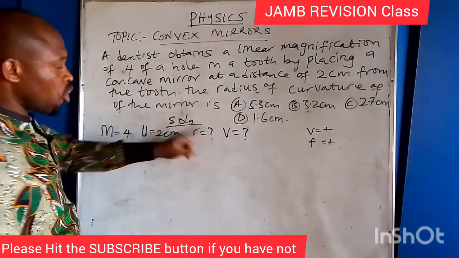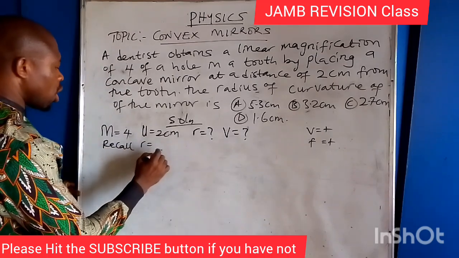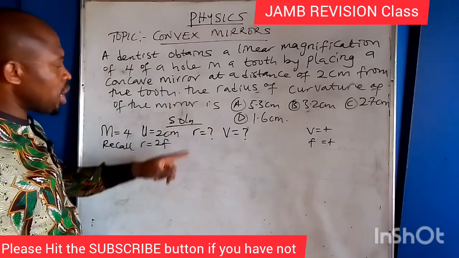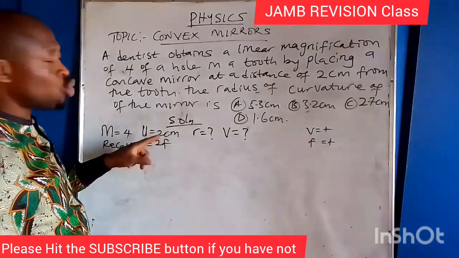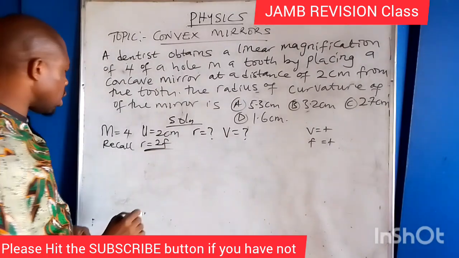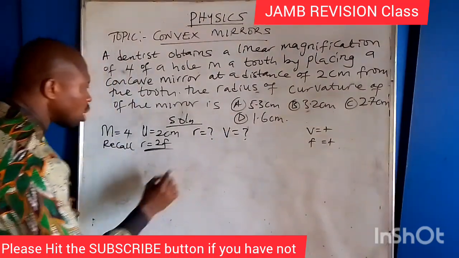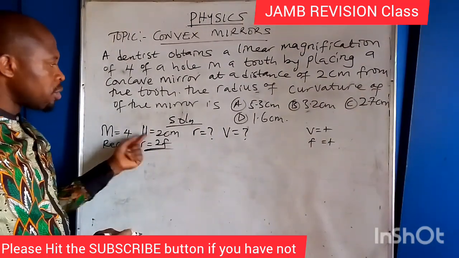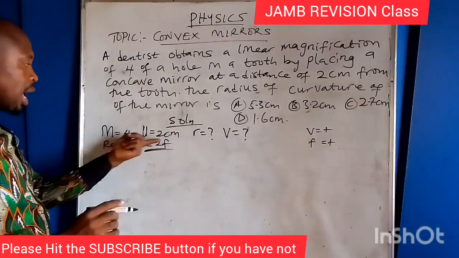Now for us to get the radius of curvature, recall that radius of curvature R is equal to 2F. So whatever we get as our F, we multiply it by 2 in order to get our radius of curvature. We take note of this. Now, we have U already, and we have M. First, get V using M and U.